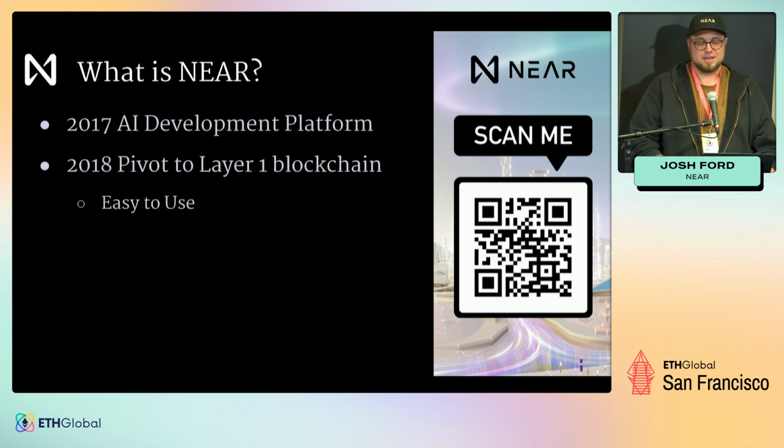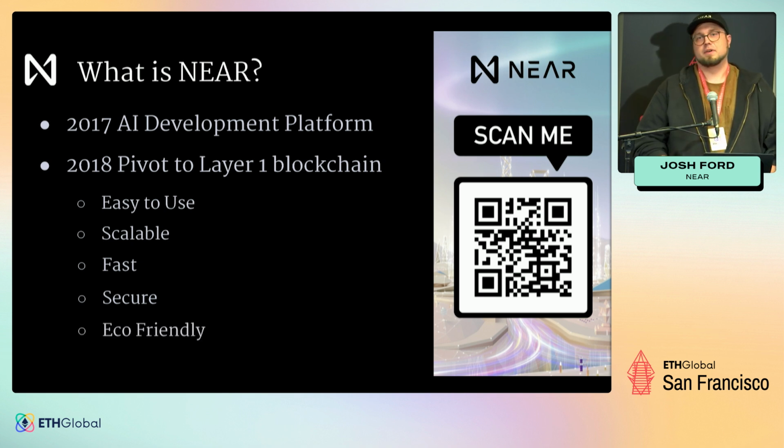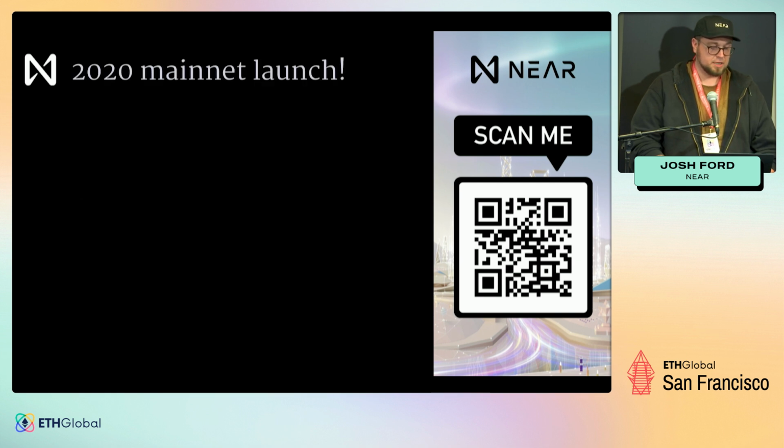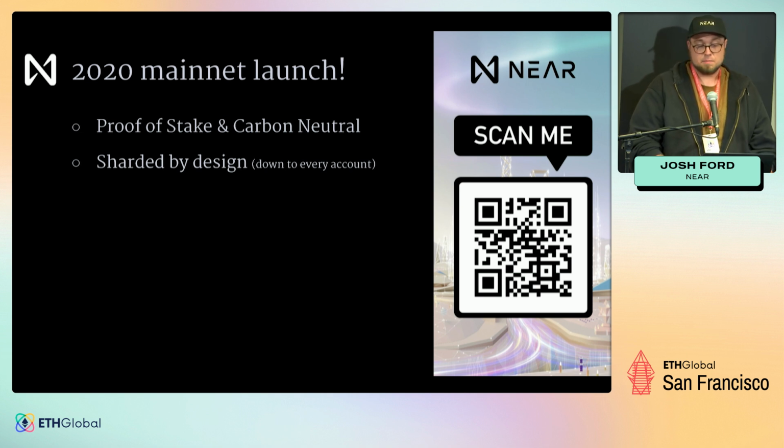But the idea was, hey, we need to make this easy to use. We want to make it scalable, fast, secure, and also eco-friendly, being proof of stake. So we spent 2018 and 2019 working on mainnet, and we launched it in 2020. We created a proof of stake blockchain, certified carbon neutral with South Pole, sharded by design, actually down to every account can be its own shard in a future scalable roadmap.